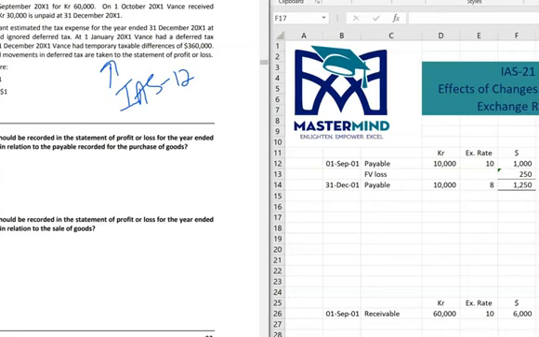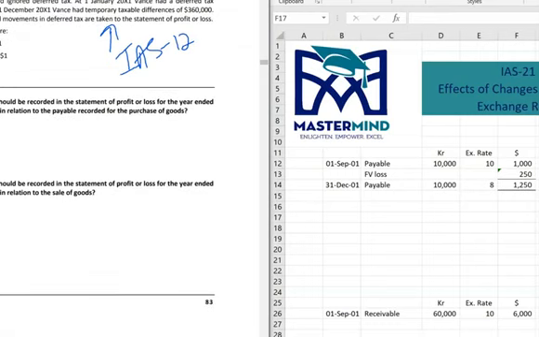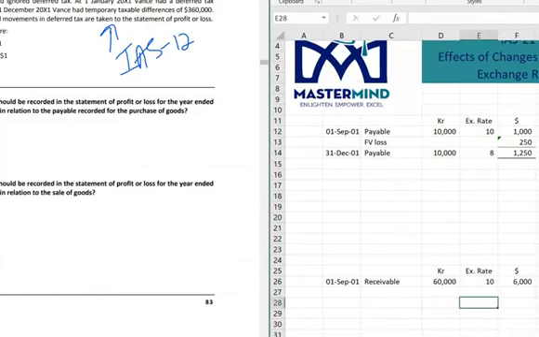Okay. Next up, what gain or loss should be recorded in the statement of profit or loss for the year ended 31st December 2021 in relation to the sale of goods? That is basically your receivable, right? Because revenue is recorded for the year and receivable is as at a date, because it's a balance sheet amount. Now, first of all, on 1st October 20x1, you received, so it's not receivable, it's received. You received 30,000.